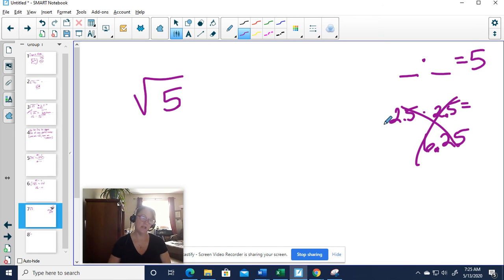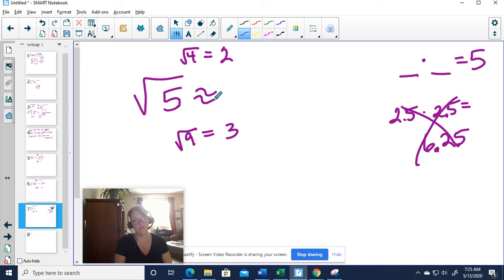All right, let's think about this. The square root of 4 is exactly 2. The square root of 9 is exactly 3. This is in between, 2 point something. It's closer to the 4, so I'm going to guess 2.1, 2.2, something like that. Let's see what happens.